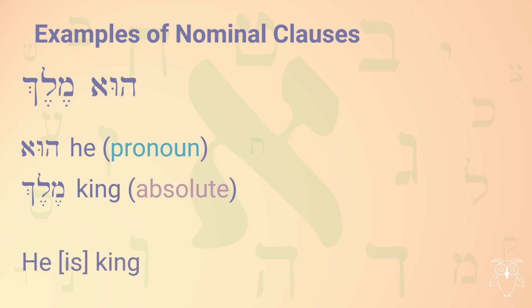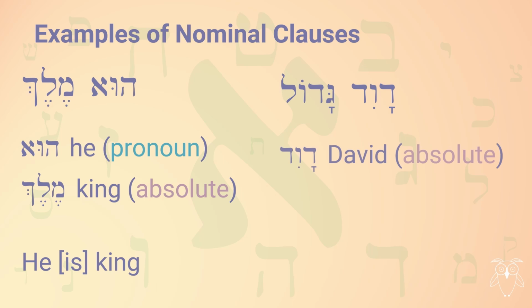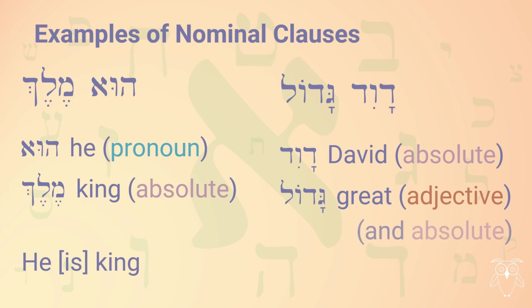Or what if we replace the word king, for example, with this? David gadol. David is still the absolute noun, and gadol means great. It is an adjective, and adjectives, like nouns, can also be in the absolute state, like it is here. The translation is now, David is great.